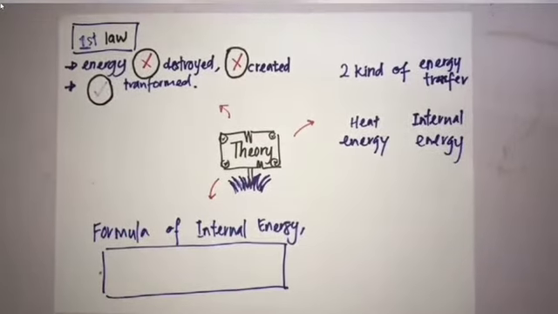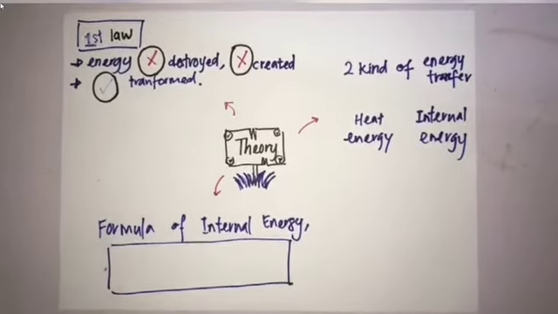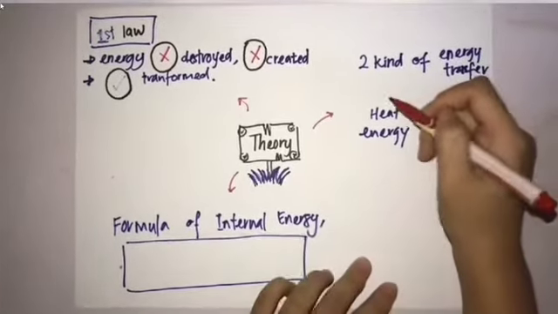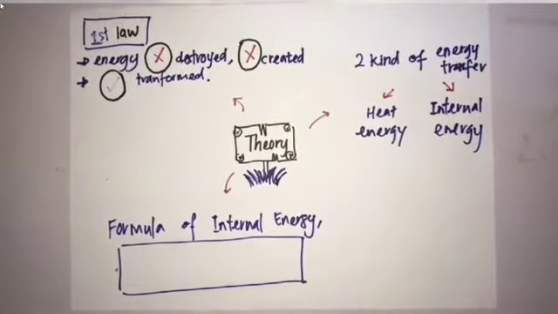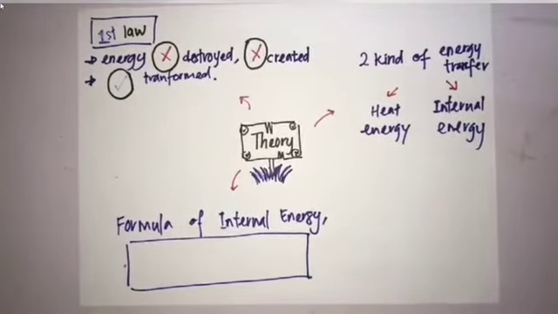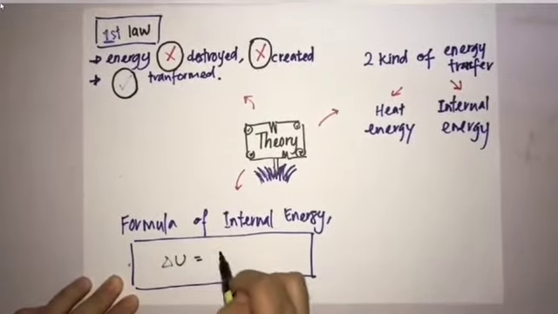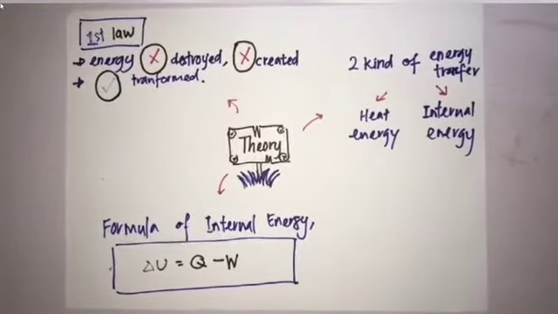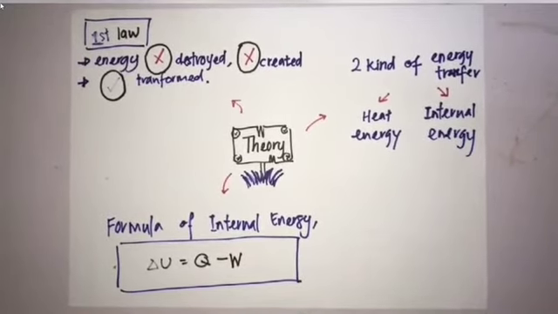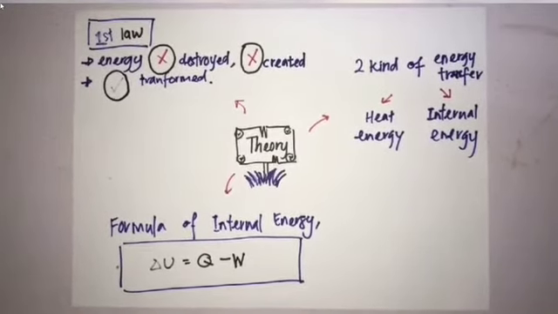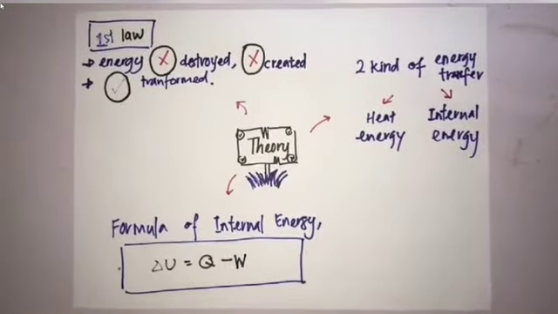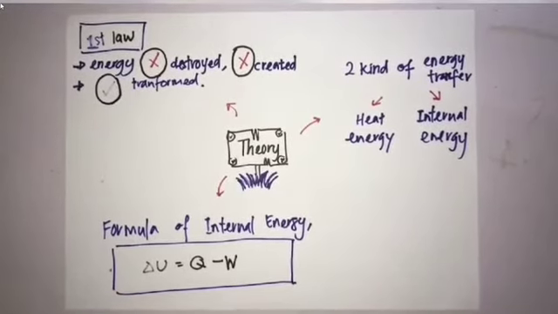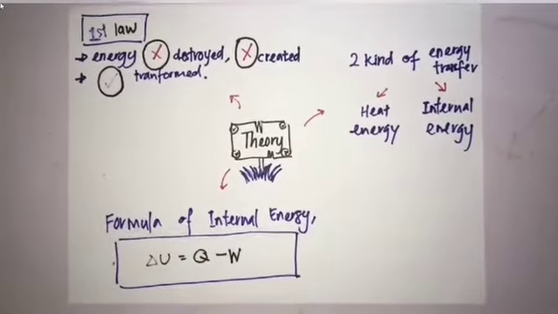The first law of thermodynamics relates the change of energy to two kinds of energy transfer, which are heat energy and internal energy. The formula of internal energy is delta U equals Q minus W, where delta U implies the change in the internal energy of a closed system, Q implies the quantity of energy supplied to the system as heat, and W implies the amount of thermodynamic work done by the system on its surroundings.